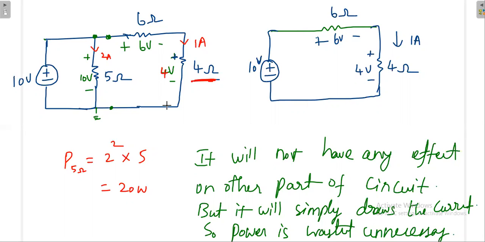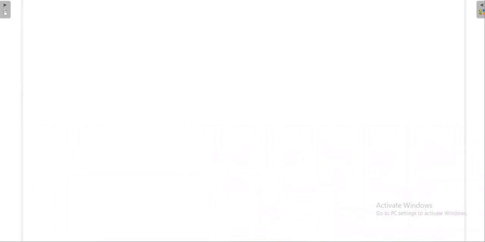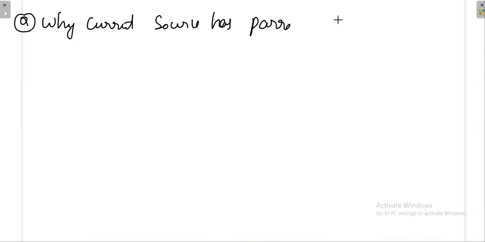So similarly, why does a current source have only parallel resistance? Okay. Next question is why does a current source have parallel resistance? So why not series resistance? If series, then what is the problem?